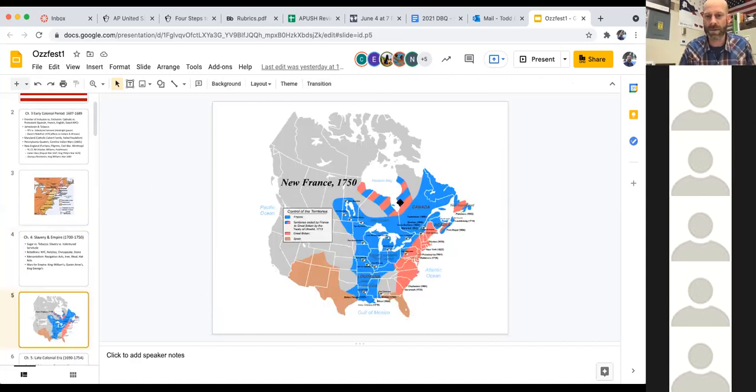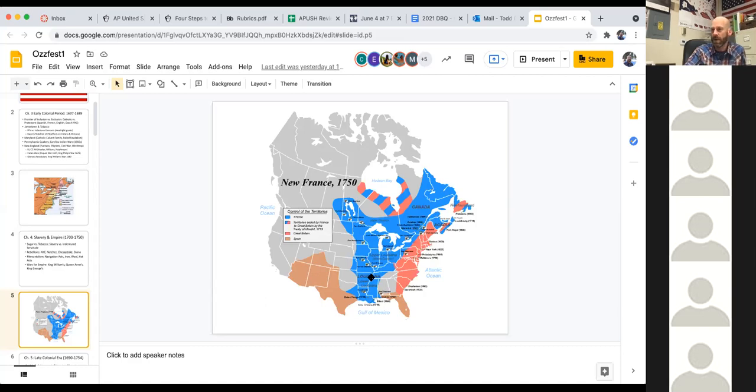So here's another map. This is a map of North America right on the verge of the Seven Years' War, the so-called French and Indian War in America, so just before 1750. The reddish area on the East Coast, this is British. You've got a little bit up here in Newfoundland. You've got Maine down to Georgia. This is the French Crescent here.